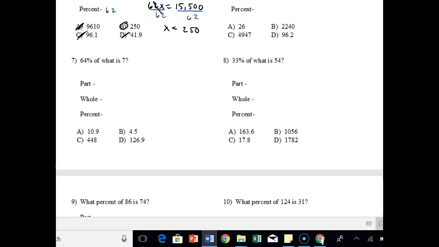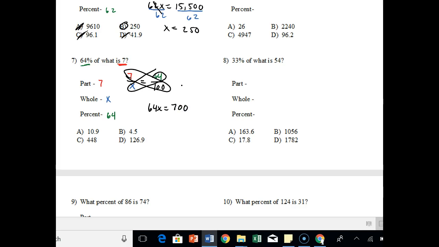All right, number 7, it says 64% of what is 7? So 7 is my part, and I got my percent, 64. I'm obviously missing my whole, right? So I have 7, part always goes on top, over my whole, which is x, equals 64, and then always over 100, right? Do my cross multiplication, I get 64x equals 700.